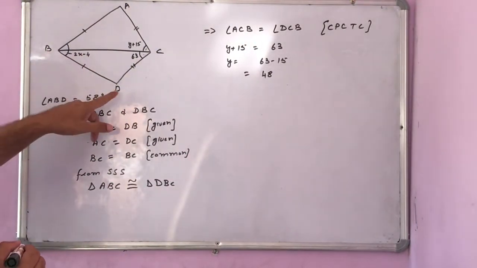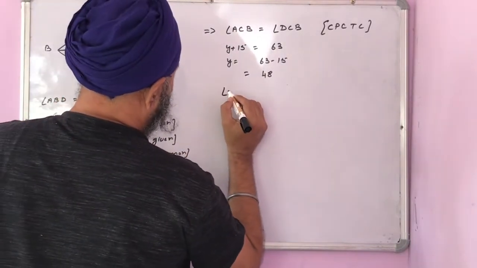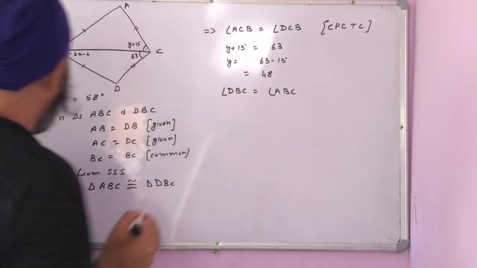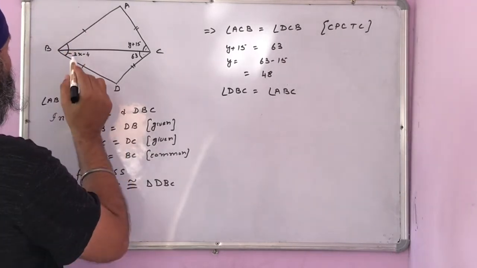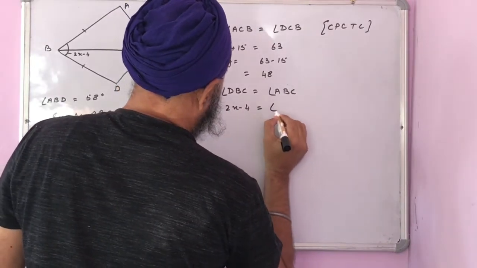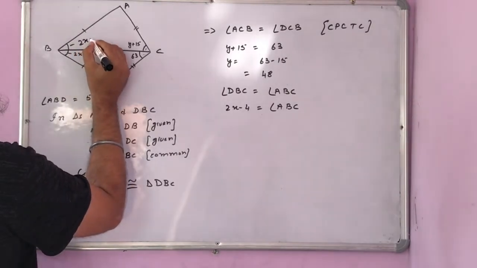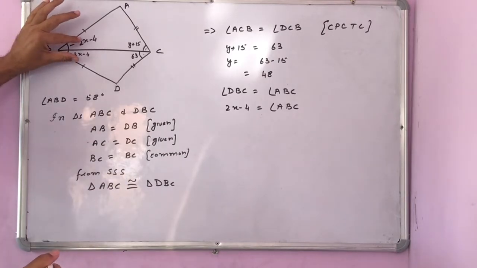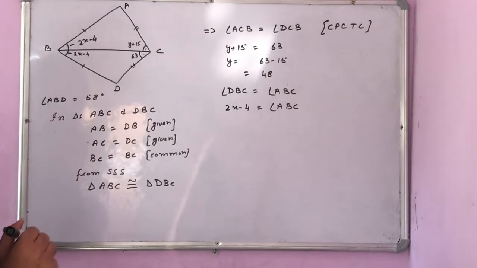Now angle DBC is equal to angle ABC. These two angles will also be equal. So angle DBC is 2x minus 4, and angle ABC will also be equal to 2x minus 4. These two angles are equal, both will be equal to 2x minus 4.